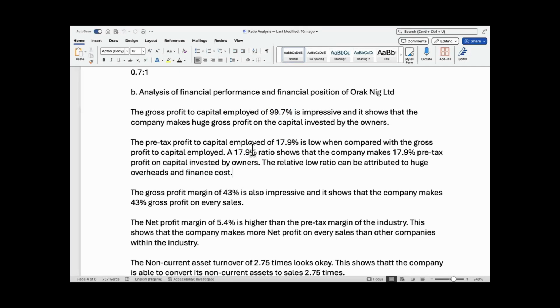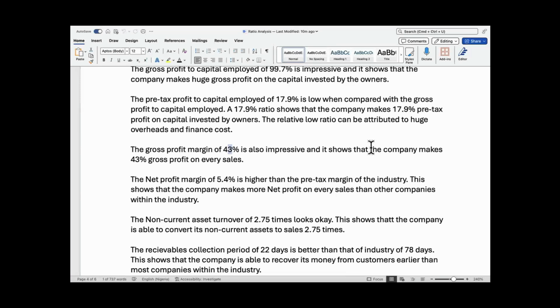We said this is impressive, and it shows that the company makes 43% gross profit on every sale. That's my analysis. I made the examiner know that I know the meaning, and I showed them what 43% represents. If they had given me industry average on gross profit margin, I'd probably be comparing it with the industry average to use that as a basis for whether it's okay or whether it is bad.